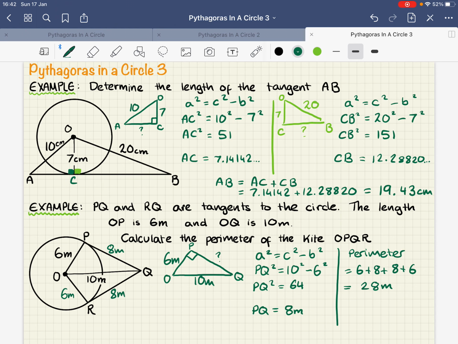So let me know if you have any questions about these Pythagoras in a circle ones. Again, like I said in the first video, the key thing is whenever you've got that circle and you're finding a length and you've not been given any angles, you need to try and spot that right angle, because once you've got that, then you can apply Pythagoras at any point you need to.